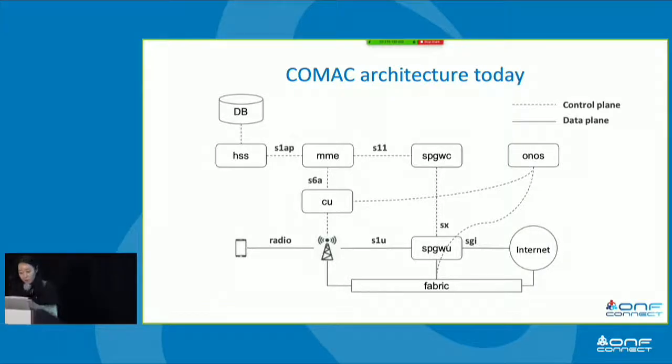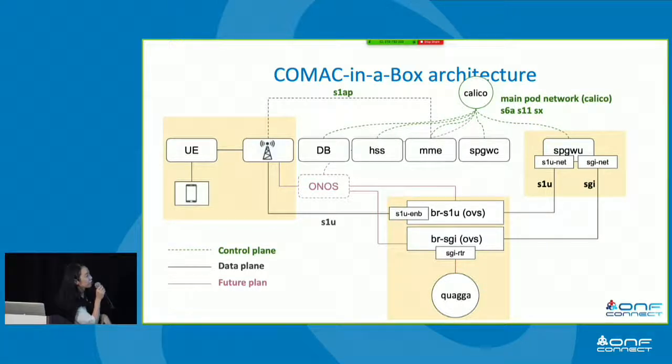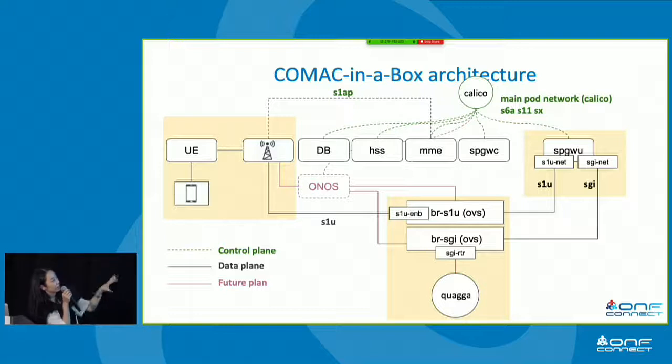But the purpose of COMAC-In-A-Box is to test and develop COMAC without requiring any special hardware, and it has to run even in a VM, so we emulated everything. So this is the COMAC-In-A-Box architecture. Everything here is on one single server. And the highlighted part is the changes I made for everything to work in the one single box.